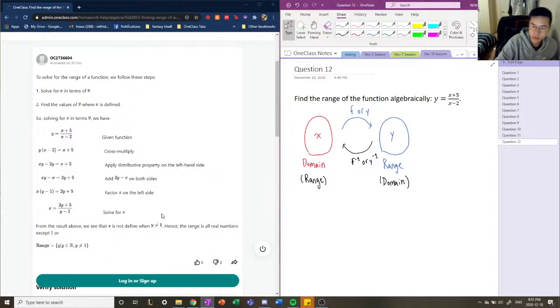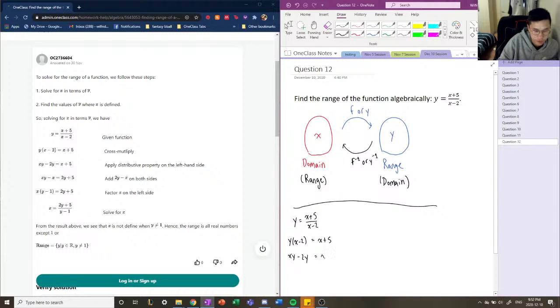Okay, so we have our function here: y equals x plus 5 divided by x minus 2. Okay, so we're going to isolate for x. First of all, we cross multiply, so we multiply both sides by x minus 2. So we get x minus 2 times y equals x plus 5. If we expand, we get x times y minus 2y equals x plus 5.